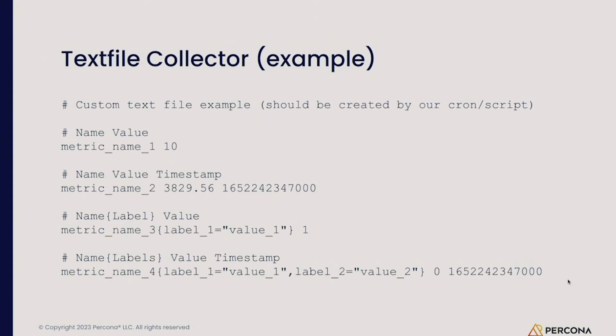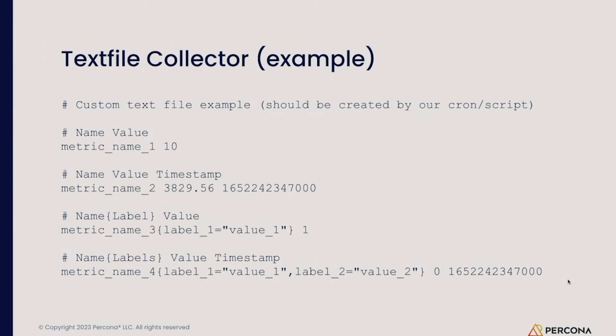So the anatomy of a text file collector file is this. This would be the most basic example of the Prometheus rules that we need to adhere to. So basically, the hash there is a comment, and then there are 4 main ways of having metrics. The first one is the most simple, which is just the metric name and the value, no metadata, no timestamp, nothing. Then the second form is metric name, value, and then timestamp.